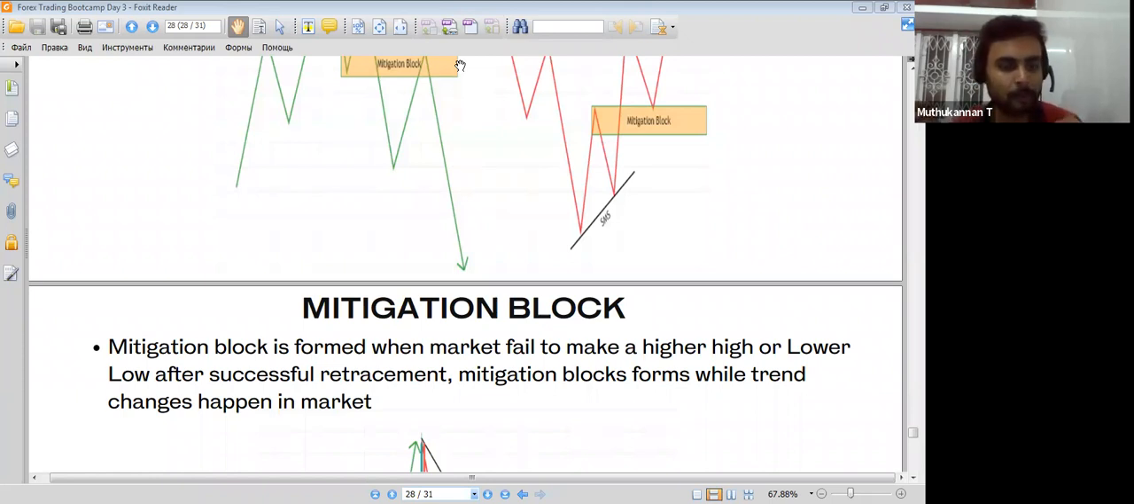I don't worry about breaker blocks. But as a concept, you should know this, because some of you are beginners. So you need to practice this. Only then will you understand those things.